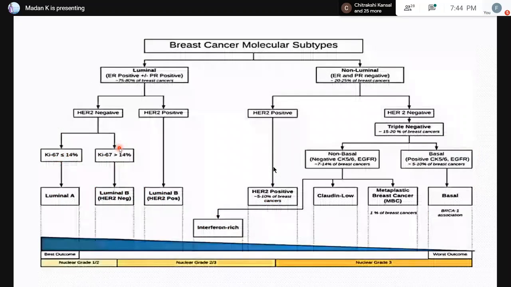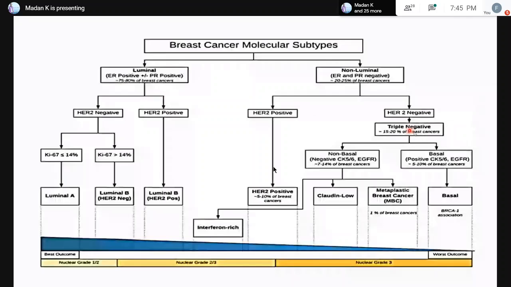So this is a flowchart summarizing the molecular classes that we currently have. Overall, breast cancers can be divided into luminal and non-luminal. Luminal again is subdivided into luminal A and luminal B. Luminal B, based on HER2 expression, is subdivided into luminal B HER2 negative and luminal B HER2 positive. And coming to non-luminal, this can be divided into HER2 positive and triple negative.